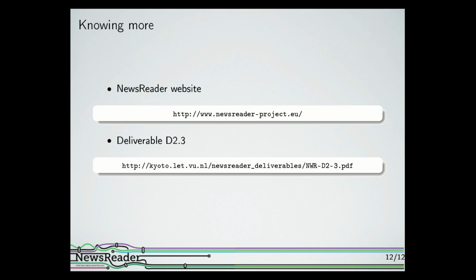You can know more about the distributed architecture of the NewsReader project by going to the project website. The deliverable D2.3 contains all the details of the architecture.